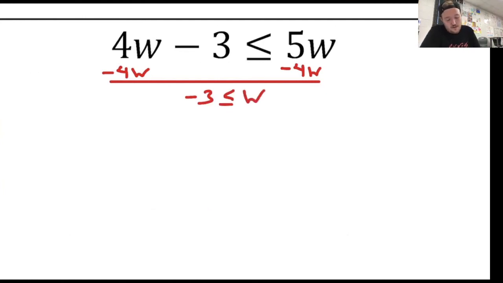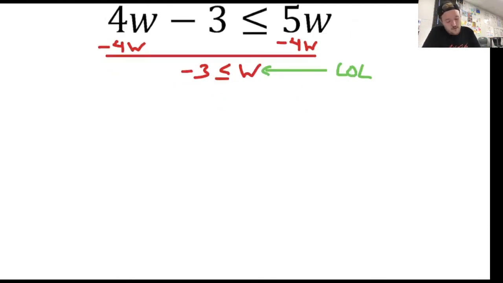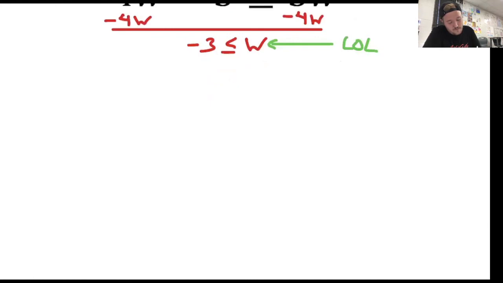So here's the thing. This is where LOL is going to come into play. If you look, the variable's on the right side. We want it to be on the left side. So what I'm going to do is I have to do a little bit more rearranging. So I'm going to put w and negative 3.